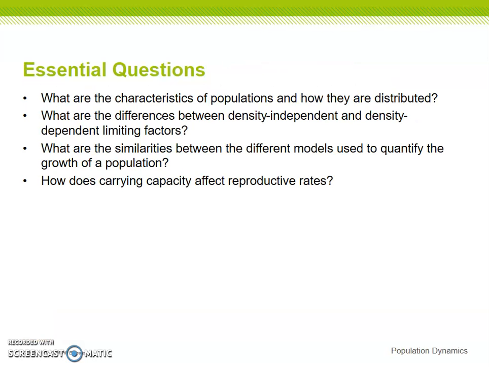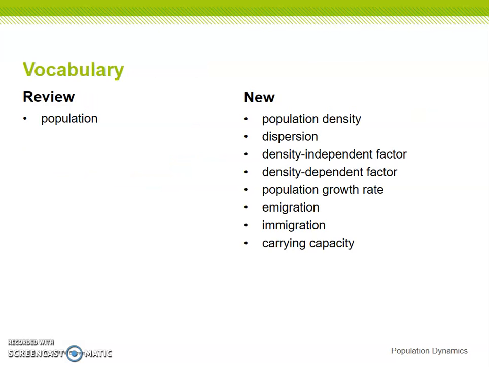Here are the essential questions. What are the characteristics of populations and how are they distributed? What are the differences between density-independent and density-dependent limiting factors? What are the similarities between the different models used to quantify the growth of population? And how does carrying capacity affect reproductive rates? Here are the vocabulary terms that you should have already written in your notebook.